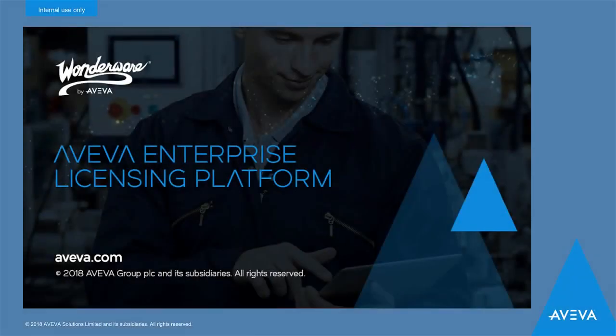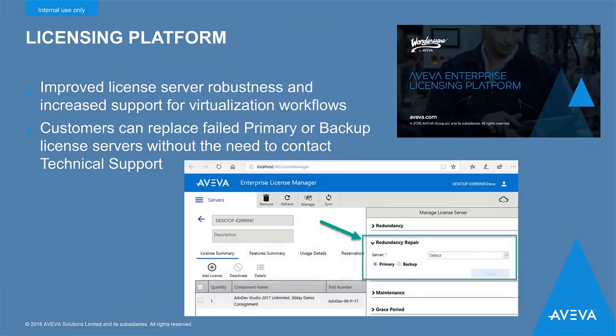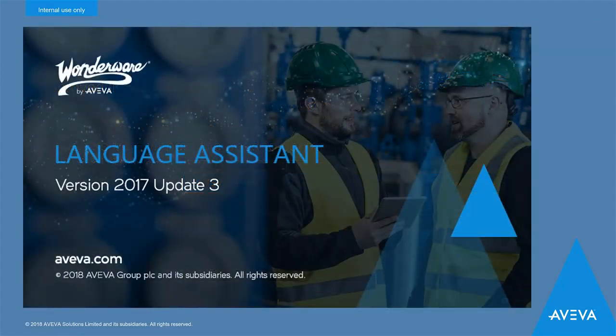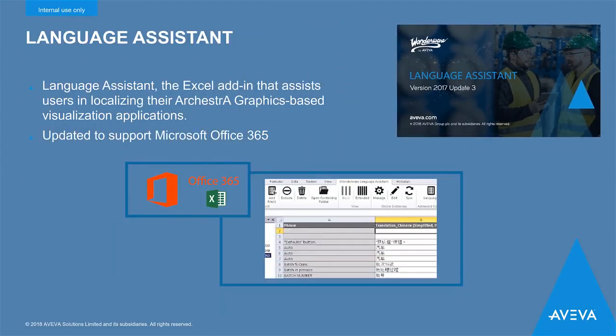The licensing platform, now on its third major release, has gotten an important update that allows customers to replace their primary or secondary license servers after a hardware failure without having to call into technical support. The new repair function is under the Manage section of the License Manager. We've updated the Language Assistant to support Office 365.